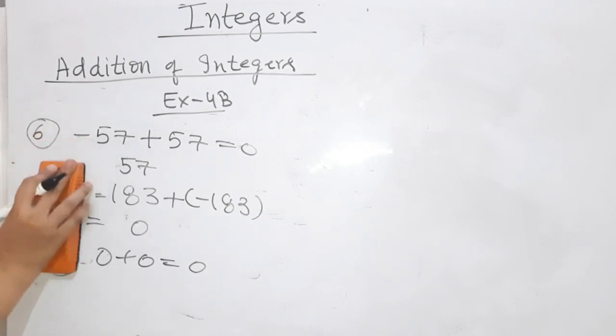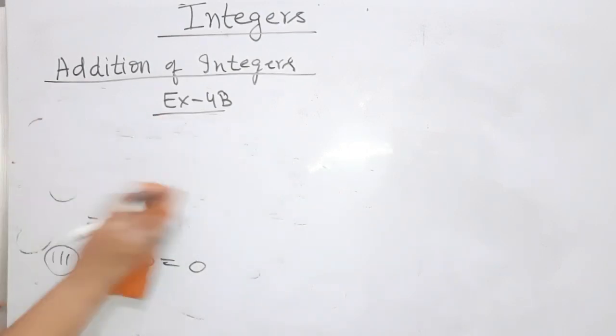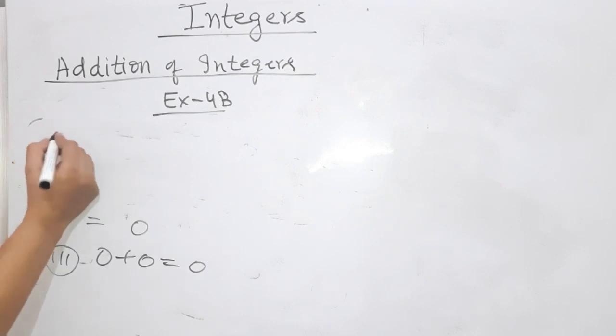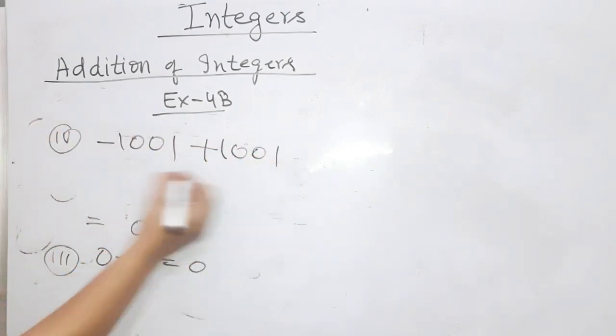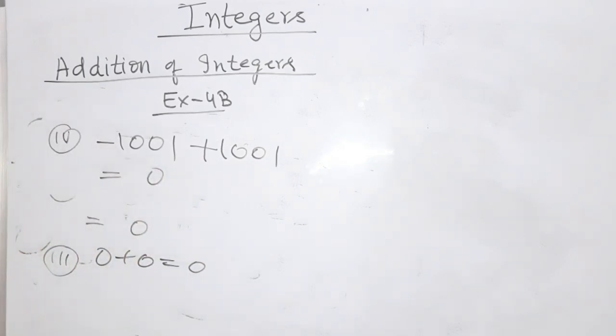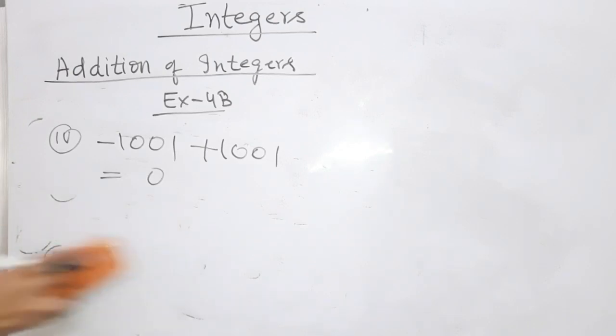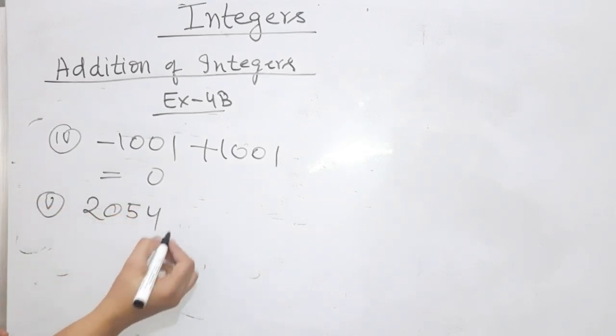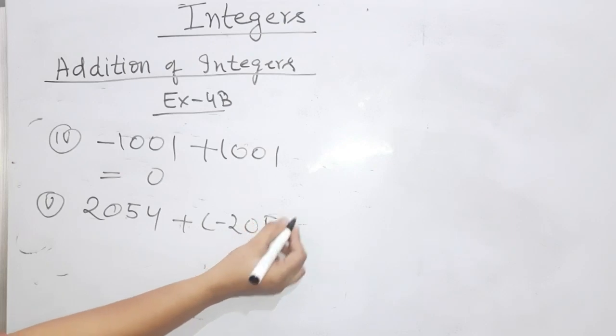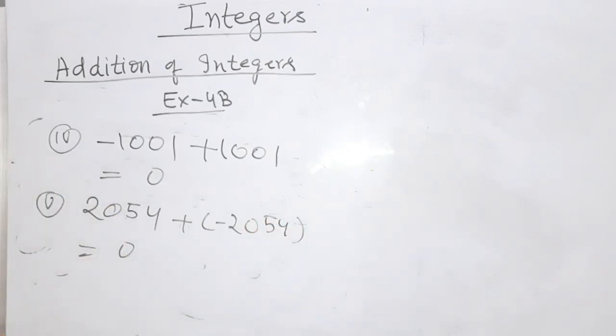Coming to the fourth option. So the fourth option is minus 1001. What must be added to minus 1001 to make it 0? Plus 1001. So the additive inverse of minus 1001 is plus 1001. Coming to the fifth option. So the fifth option is 2054. So the additive inverse will be minus 2054 to make it 0. So I hope everybody is clear now with the concept of additive inverse.